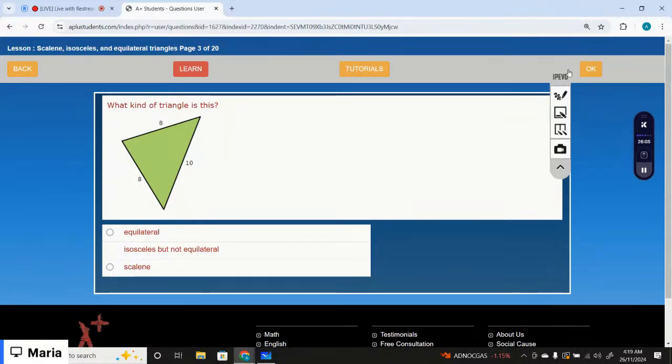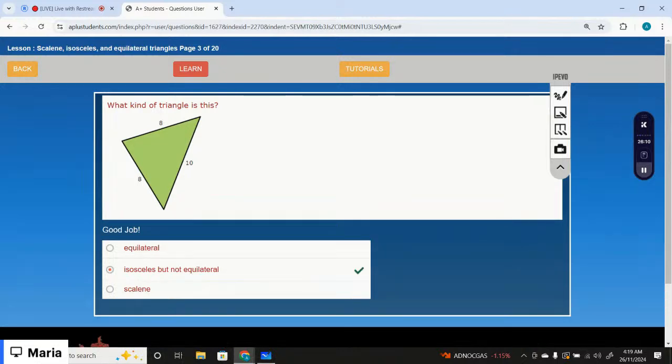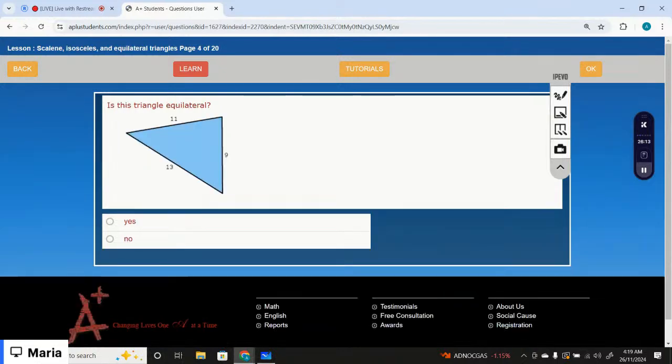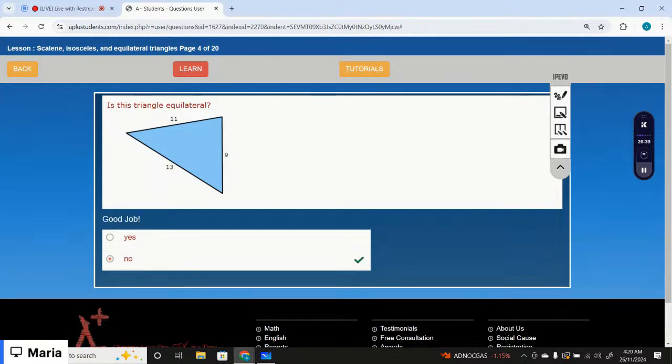That is the isosceles triangle but not equilateral. Option number 2 is the correct option. Is this triangle equilateral, which is the correct option? The correct option is no, that is not an equilateral triangle.